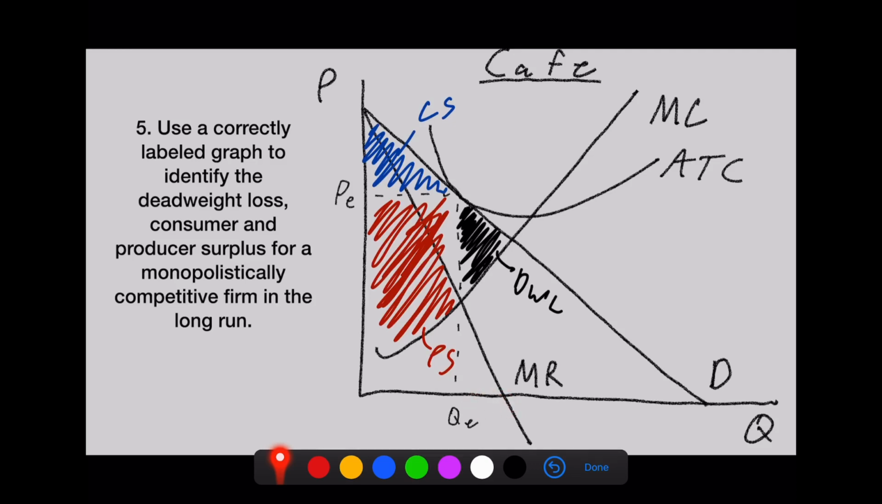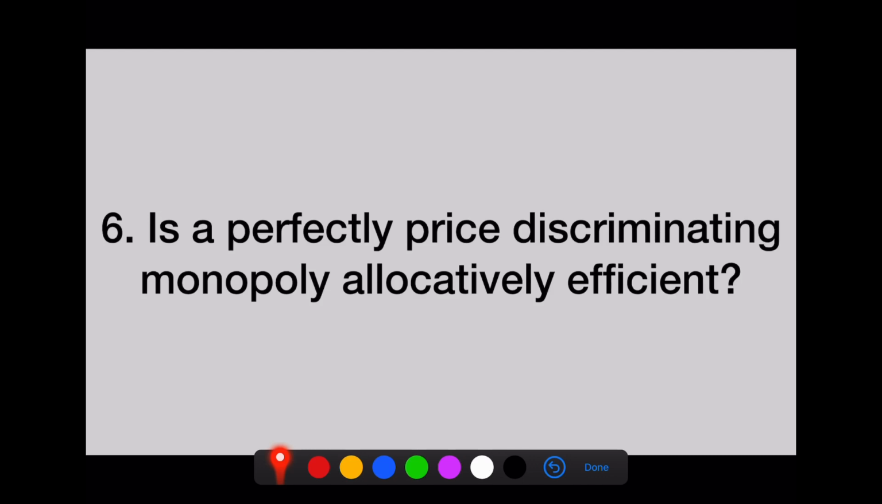Okay. All right, number 6. Perfect price discrimination. Pause the video, give it a shot.